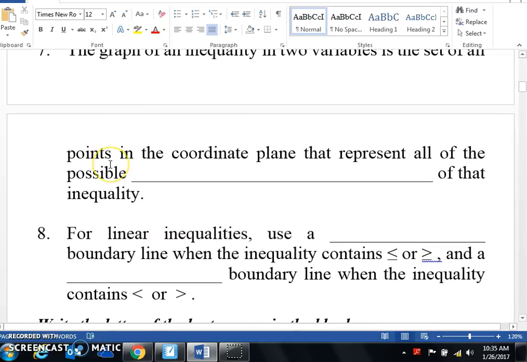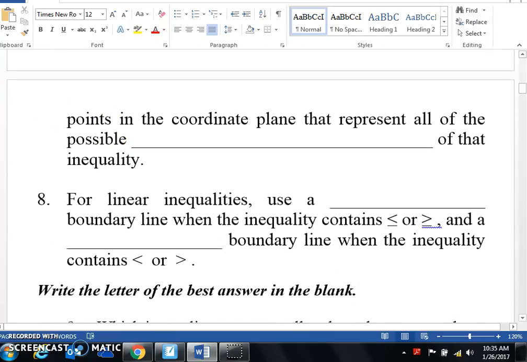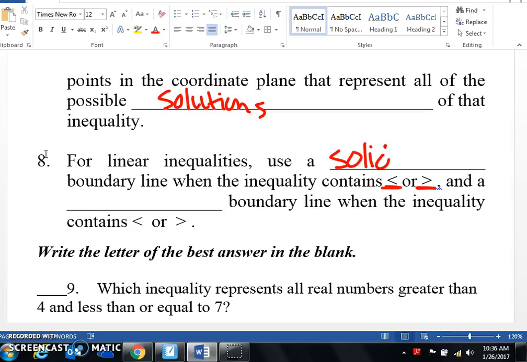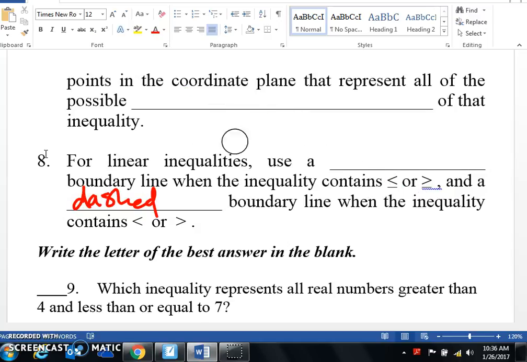All right. The graph of an inequality in two variables is the set of all points in the coordinate plane that represent all of the possible solutions of that inequality. For linear inequalities, use a blank boundary line when the inequality contains, okay, so remember, if it's got that equal sign under there, it's going to be a solid. And the second that it doesn't, it's a dashed. All right, so let's go ahead and move on to the actual math set of definitions.